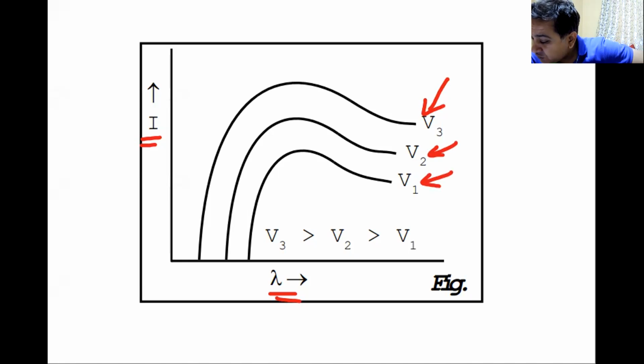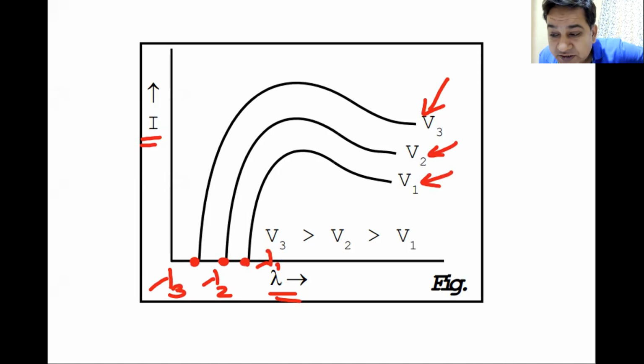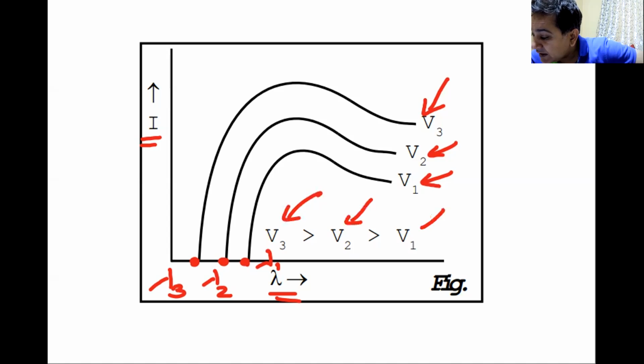And here we have three different wavelengths: this is lambda 3, this is lambda 2, and this is lambda 1. What are these? These are threshold wavelengths. Now you can see V3 is greater than V2 is greater than V1. Since V is greater, therefore the intensity is more. Do we understand this?